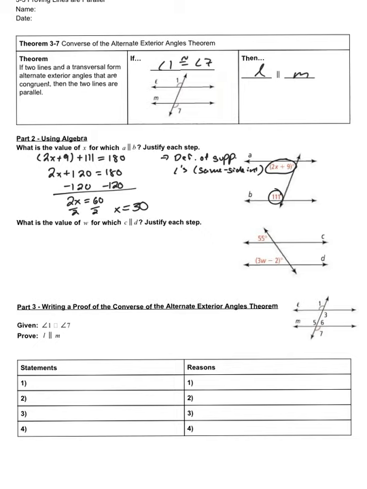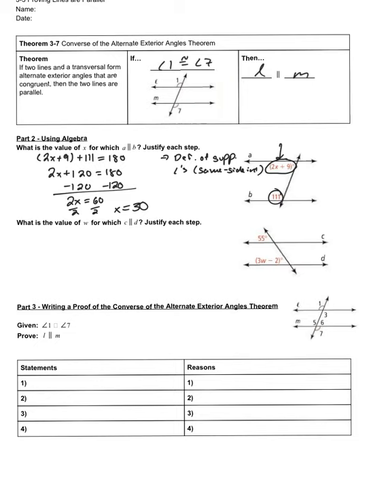X is 30. Now, it just says, what is the value of x? So we're done here, okay? If it asks us to find the missing angle, you would just substitute 30 in for x here, which would be 2 times 30, which is 60, plus 9, 69. And then you could check your work by adding 69 and 111, and you will get 180.